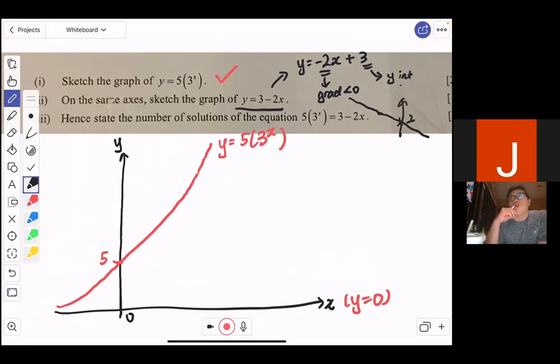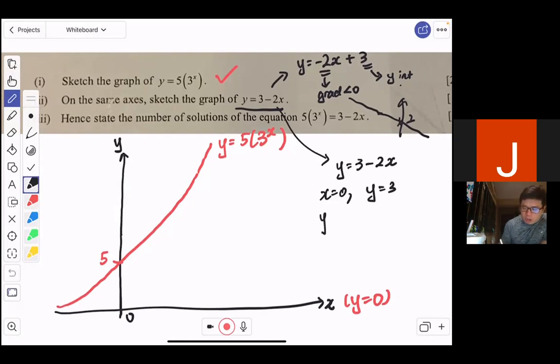If you are uncomfortable with sketching a line, which I know some of you are a bit rusty with now, it's very simple, just plot 2 points. Looking at y equals 3 minus 2x, what I tell students is, you just find 2 points. Let x equals 0, you get y equals 3. That's the y-intercept. Next, you can sub y equals 0, and your x will be equal to 3 over 2.